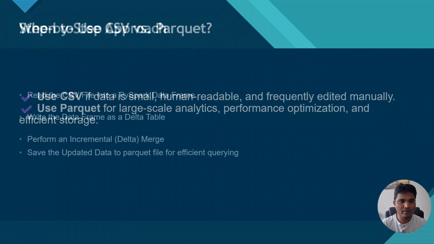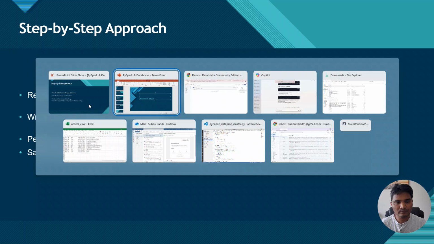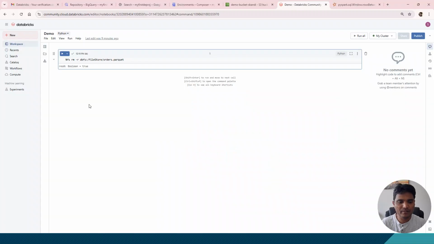And here is the step by step of what we are going to do to achieve this use case. We read the CSV file and create the data frame, and perform the incremental load: first we take only the delta changes and merge with the existing Parquet file for efficient querying. So without delaying, let's jump into the action, developing the code in PySpark. I'm just simply jumping into the UI here.